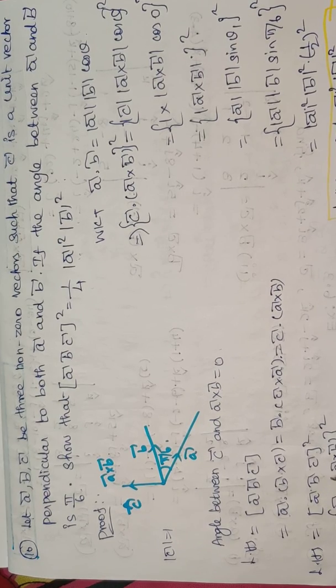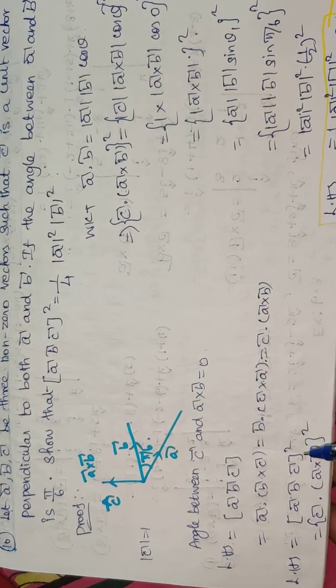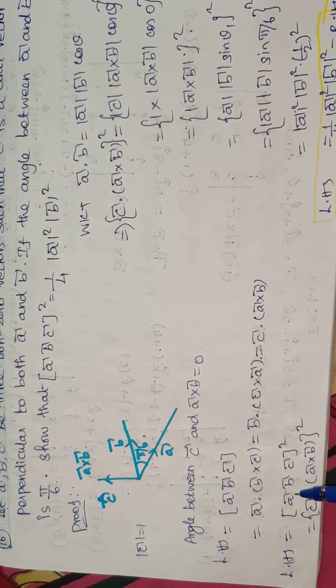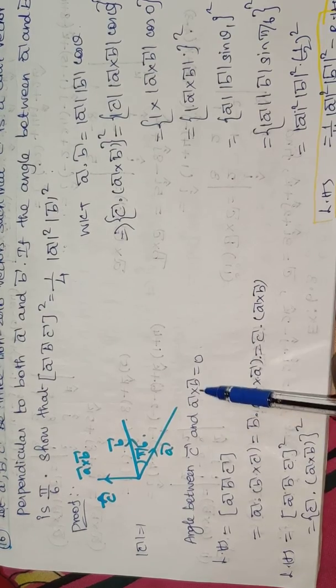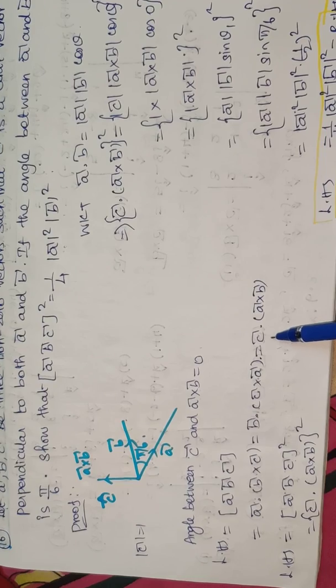So LHS I am going to take, box of A vector, B vector, C vector the whole square, that is equal to, we have to use, because we are using C and A cross B. So that's why we take C vector dot A cross B. So instead of box ABC, I use C vector dot A cross B, so C vector dot A cross B the whole square.